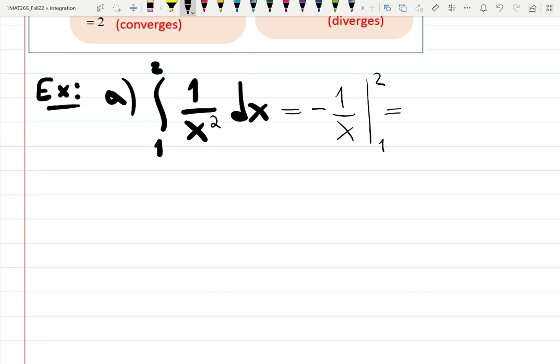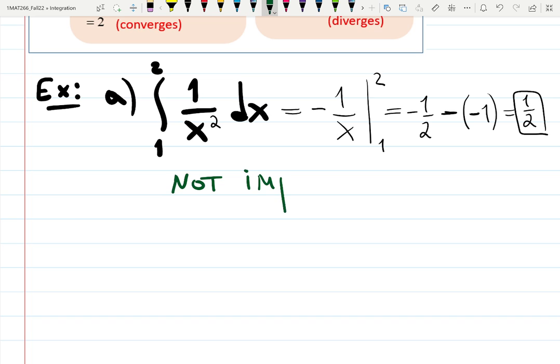Plug 2, plug 1. You'll have minus 1/2 minus, plug 1, so it's going to be plus, well, minus 1, which is 1/2. Done. Everything is nice. That's what we were teaching you. Everything is fine. That is a proper integral. So let's make it right. It's not an improper integral.